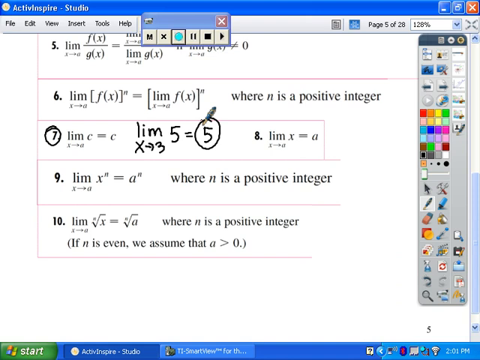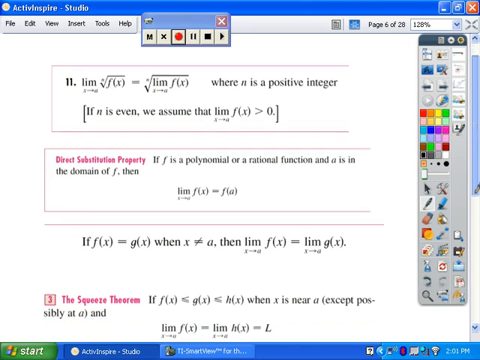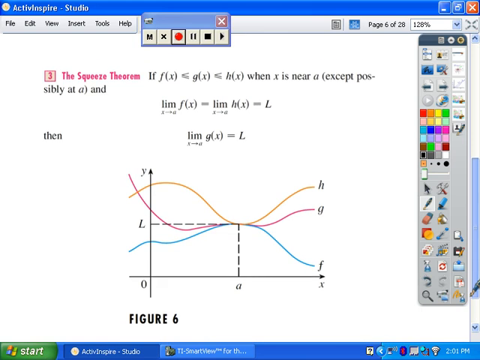That's a constant function. And number 8 we use all the time because we're using direct substitution and plugging that value in. Same thing for 9 and 10 with the roots. We have another root property. Talk about direct substitution, which is what I've already discussed with limits. And then we get into what we call the squeeze theorem.